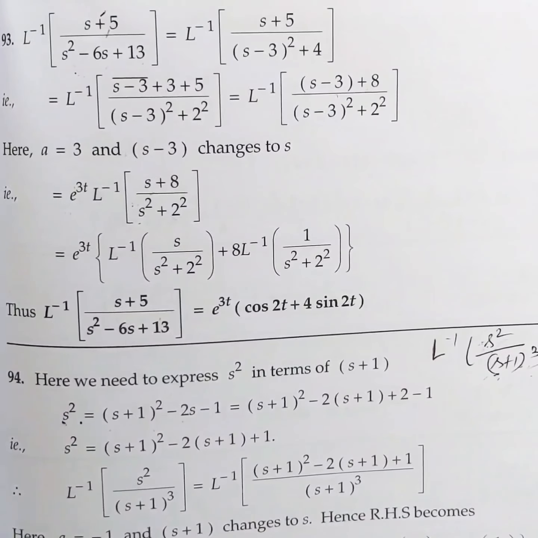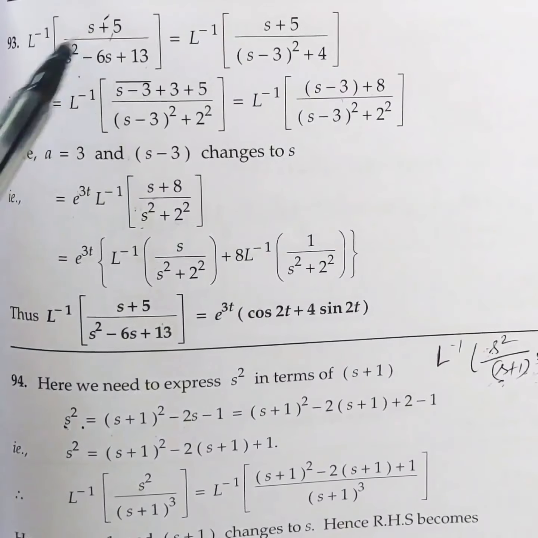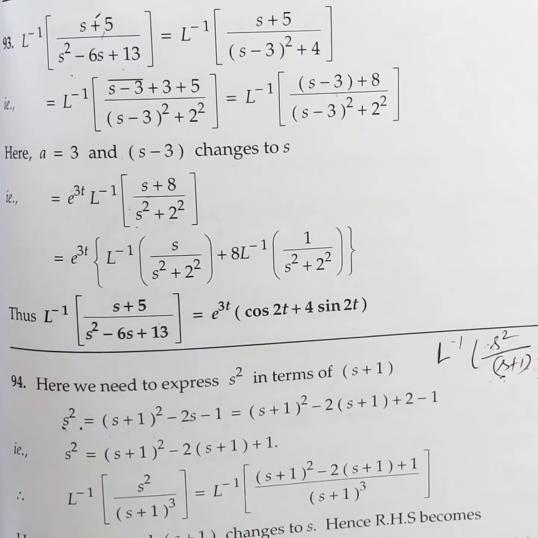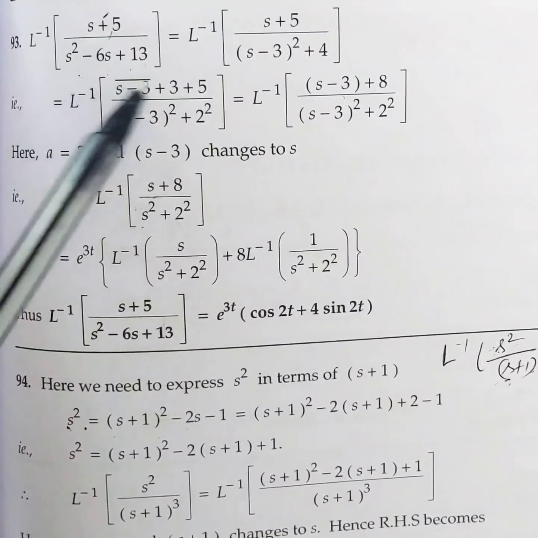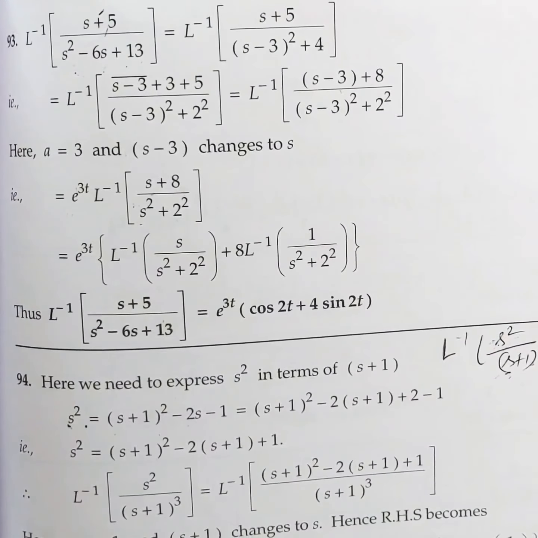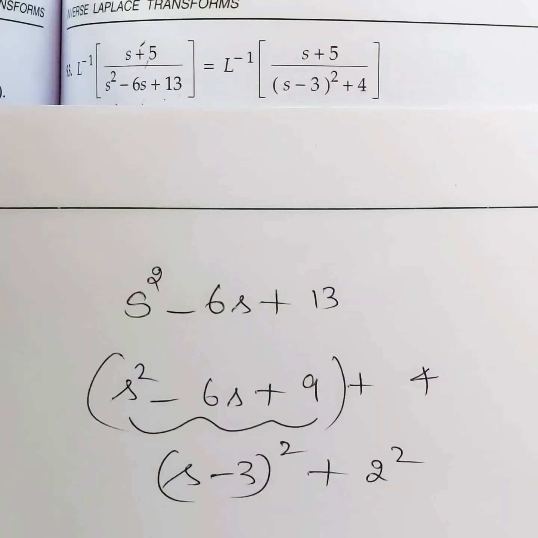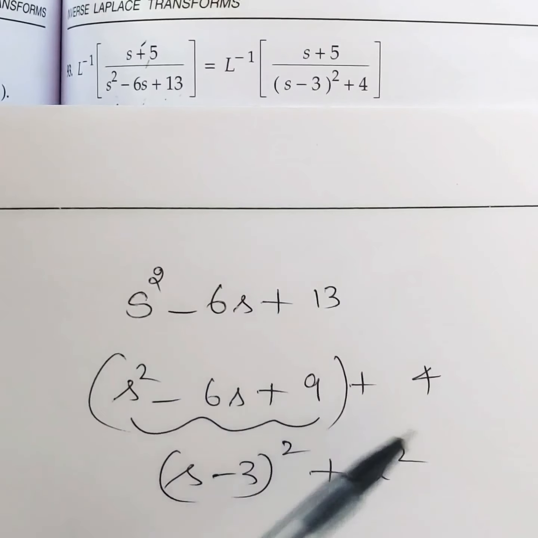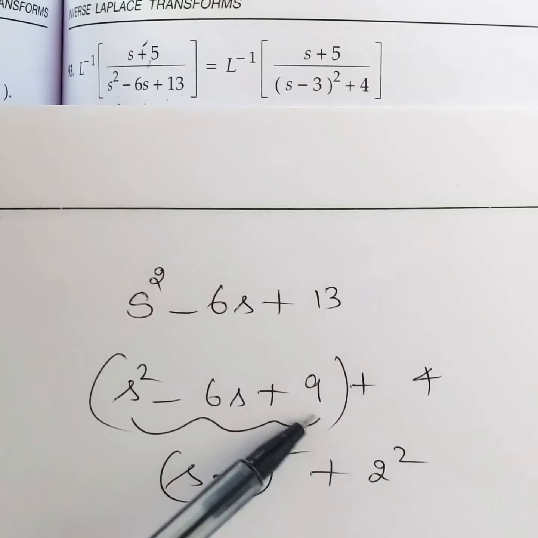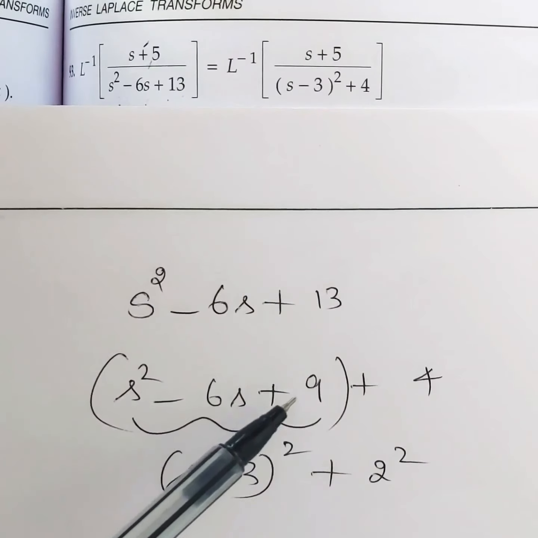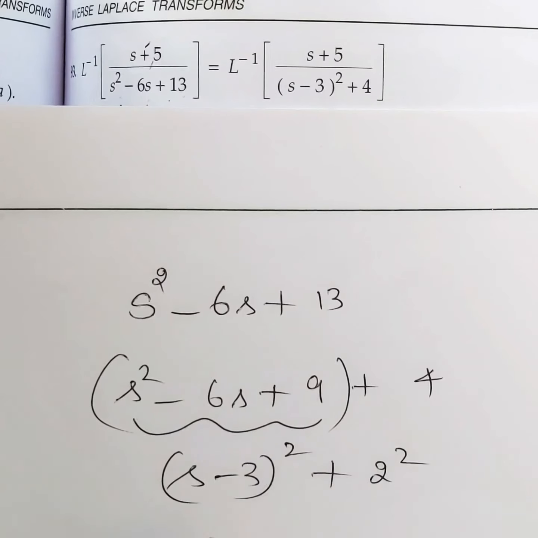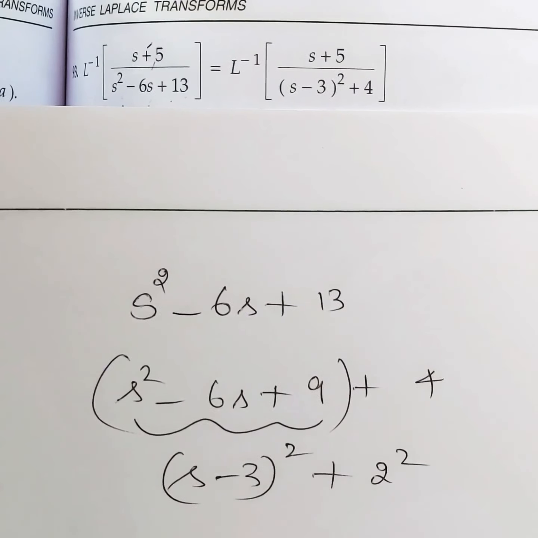Find Laplace inverse of s plus 5 divided by s square minus 6s plus 13. First of all, I have to split this denominator. I have to complete the square. How is it possible? See this denominator, s square minus 6s plus 13. I can split this 13 as 9 plus 4. Then it's easy for me. S square minus 6s plus 9 is s minus 3 the whole square, and plus 4 is 2 square. Now it's like s square plus a square.